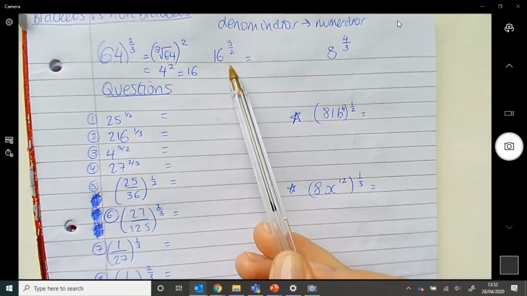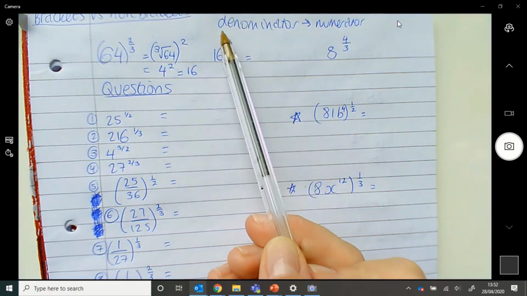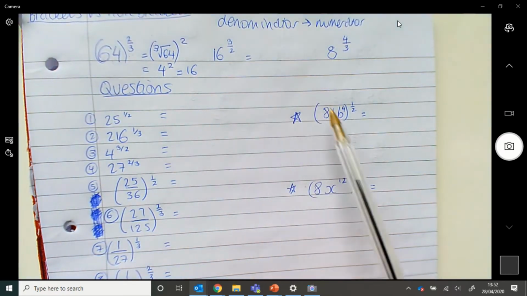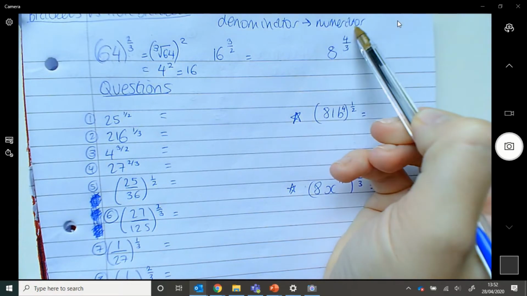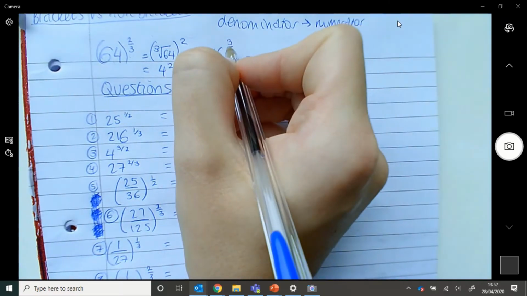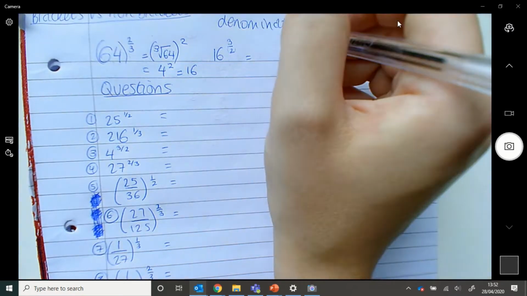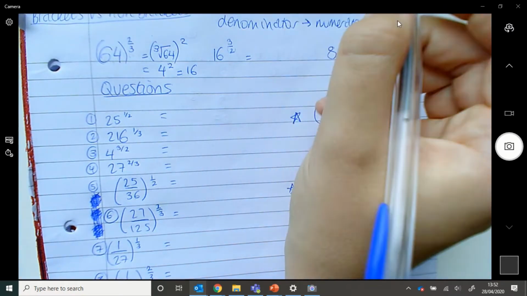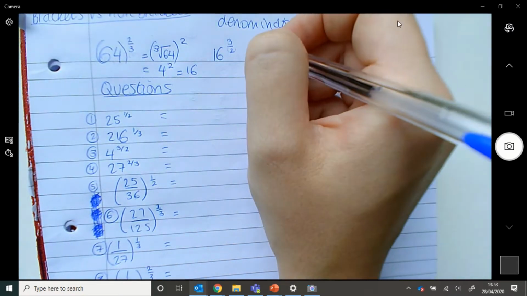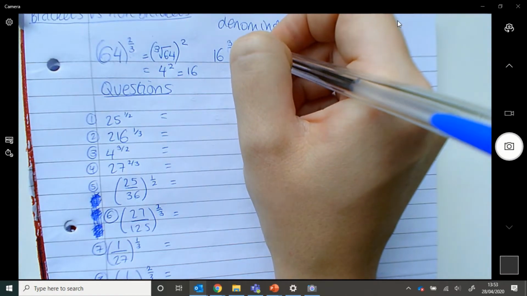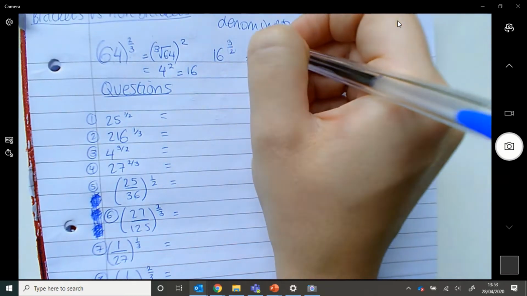Okay, example number 2. Same thing applies. I always think about what's happening in the denominator of the power first before I think about the numerator of the power. So the denominator power is a 2. Well, if it's got a denominator in the power of a 2, I'm going to square root first, and then I think about what's left.